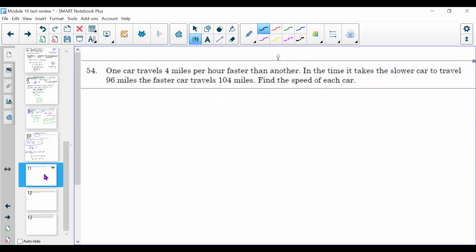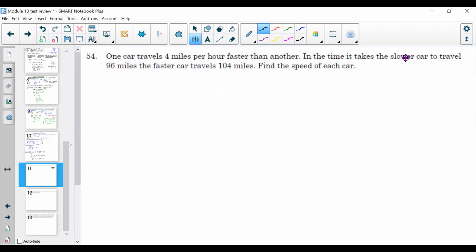Okay, we'll do these two problems. Number 54. We're told one car travels 4 miles per hour faster than another, and in the time it takes the slower car to travel 96 miles, the faster car travels 104 miles. So what I'm told is that the time for these two situations are equal to each other. So the time for the faster car equals the time of the slower car for this very specific situation.